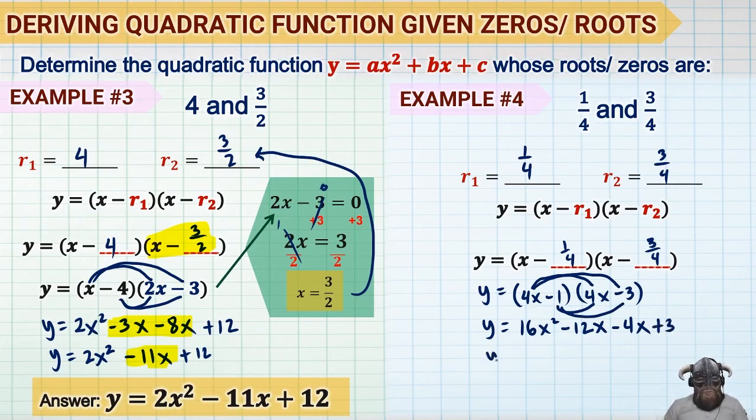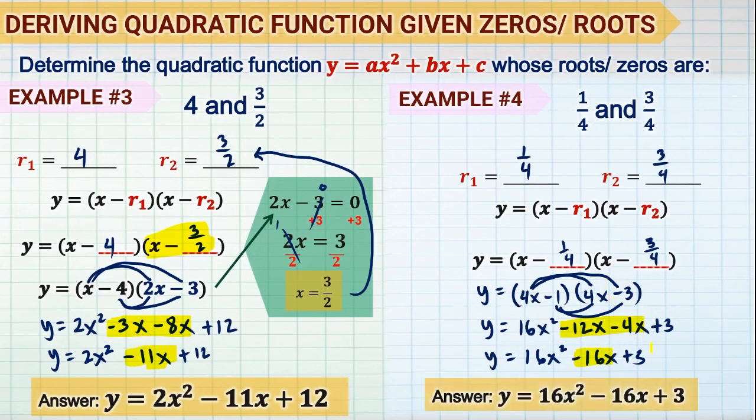Now, we can furtherly simplify this one by combining the similar terms. So, copy lang natin to. Y is equal to 16x squared. Then, combine natin si negative 12x and negative 4x, making it negative 16x. Then, copy plus 3. So, ito yung naging sagot nung kinumbine natin sila. So, the answer now will be y is equal to 16x squared minus 16x plus 3. So, yan yung naging sagot natin.